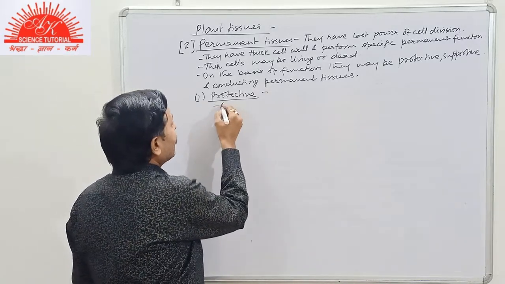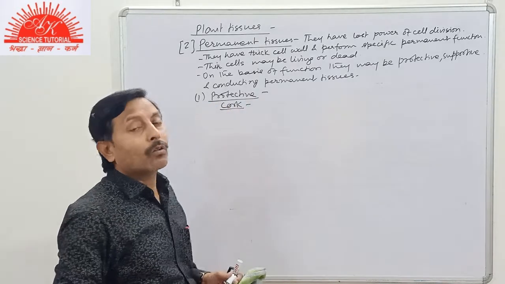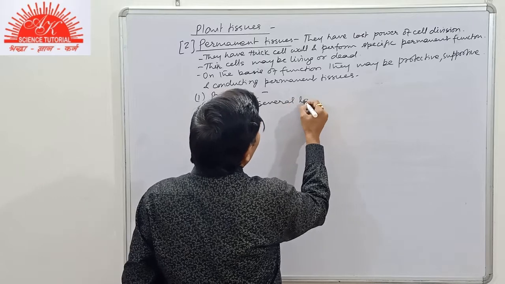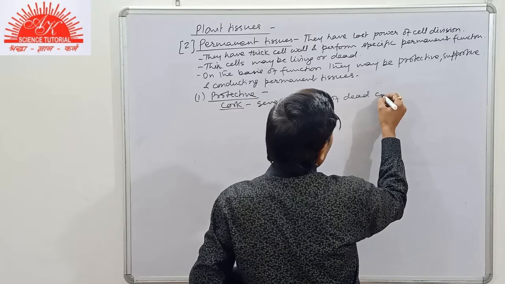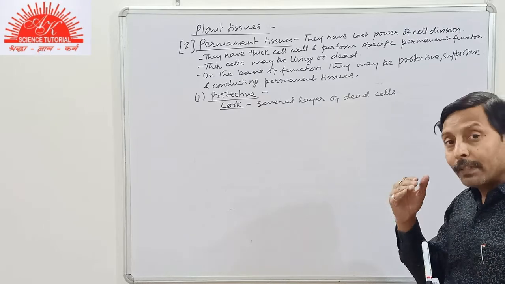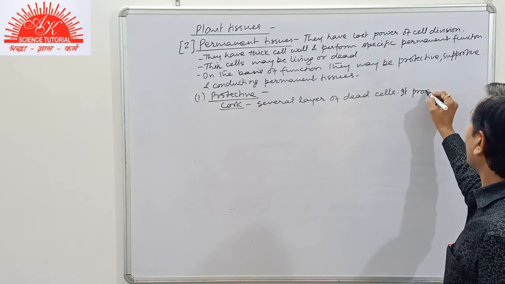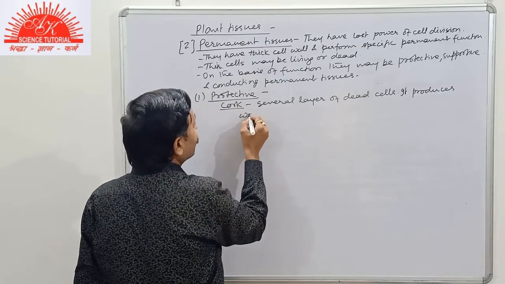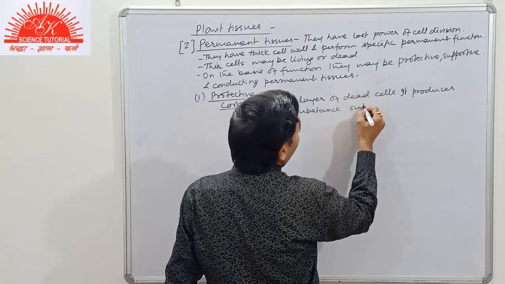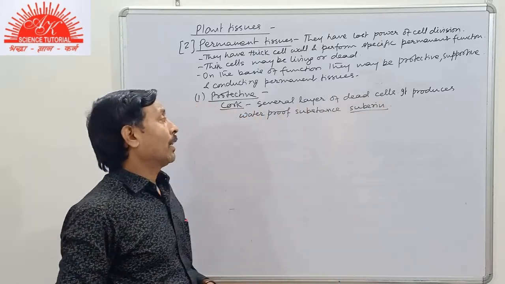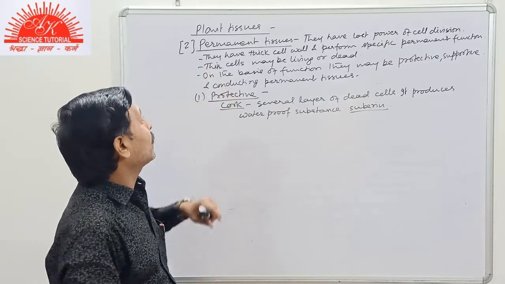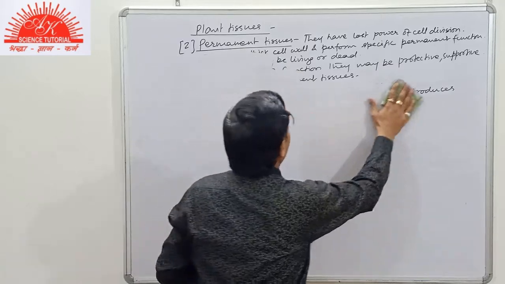Now we see again, students, that there is the cork. Bark or cork consists of several layers of dead cells. It prevents loss of water from the plant, from the living cells, as well as it produces a waterproof substance, suberin. So in the epidermis of the aerial part it was cutin, and here the cork cells or the bark cells produce suberin. So this is for the permanent tissue performing the protective function.